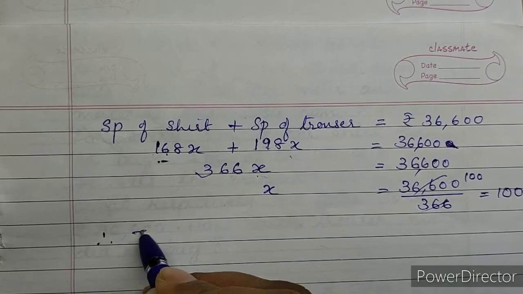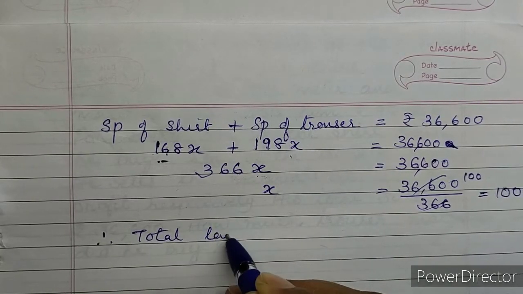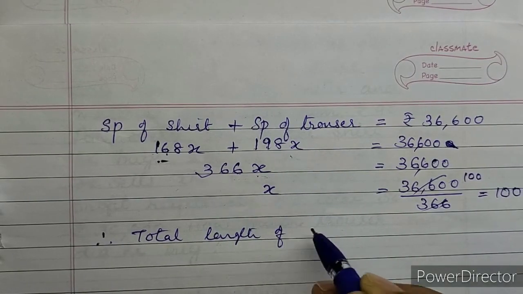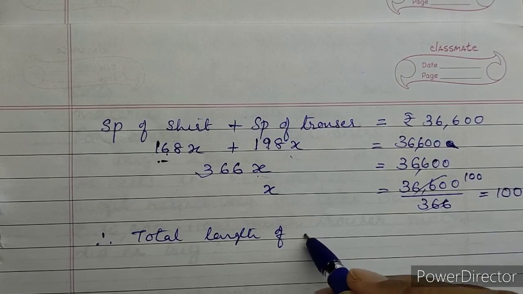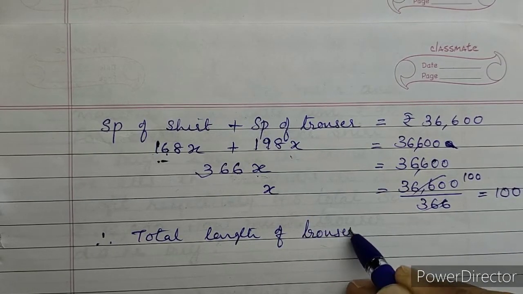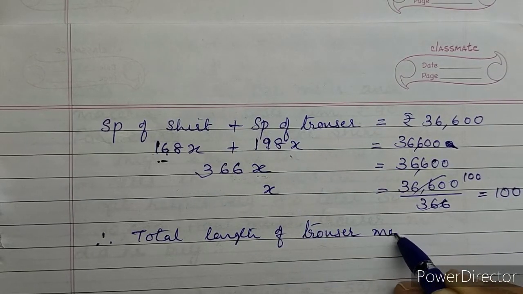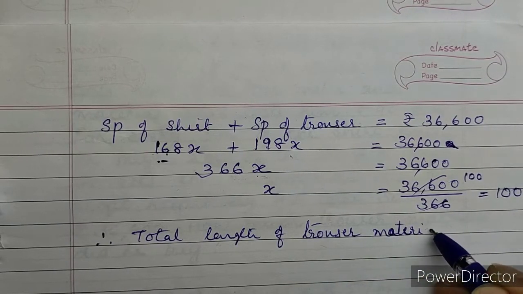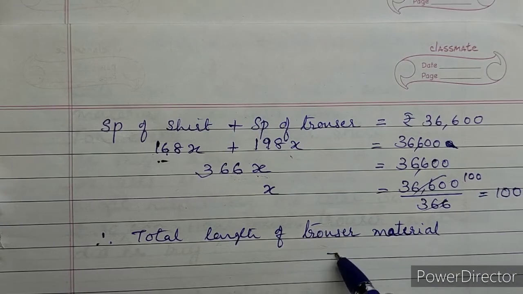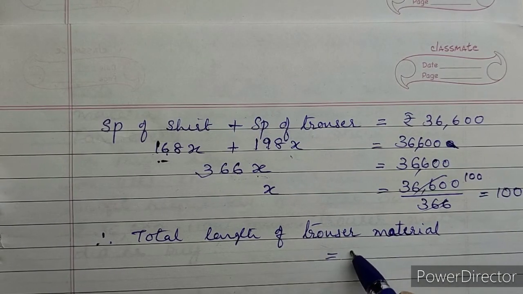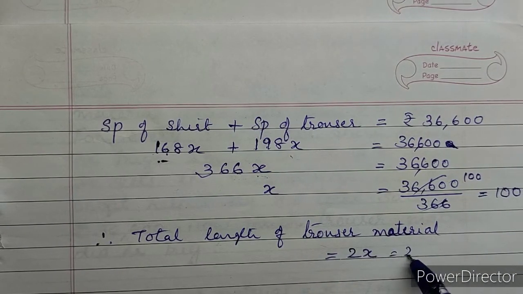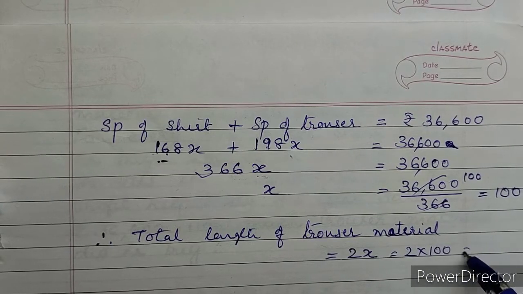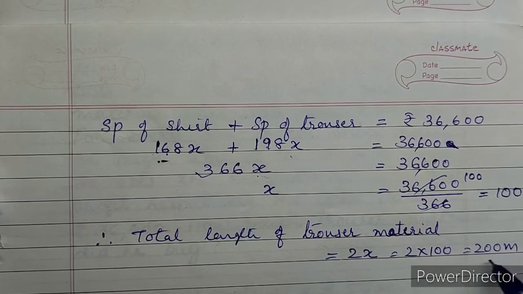Therefore, you need to find only the trouser material. So trouser material length equals, trouser material it was 2x. So 2x is equal to 2 into 100 equals 200 meter. So this is the final answer.